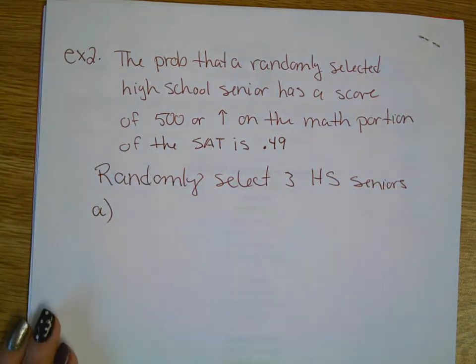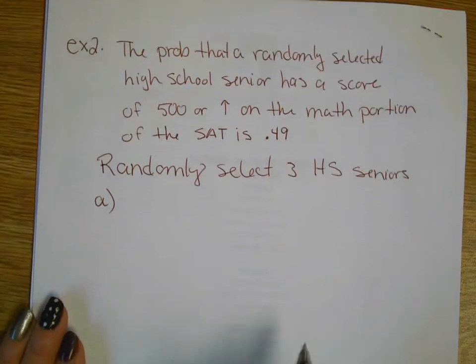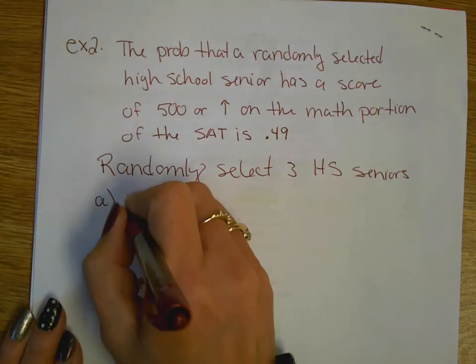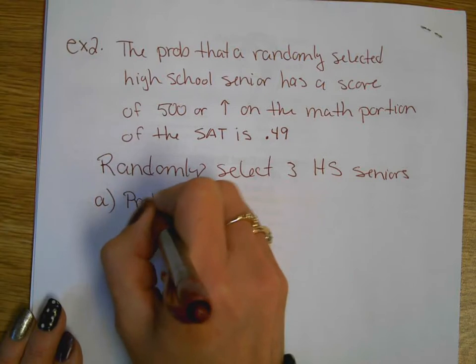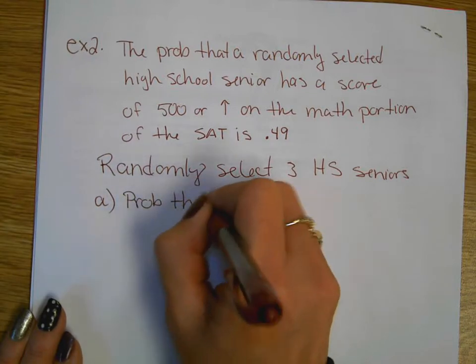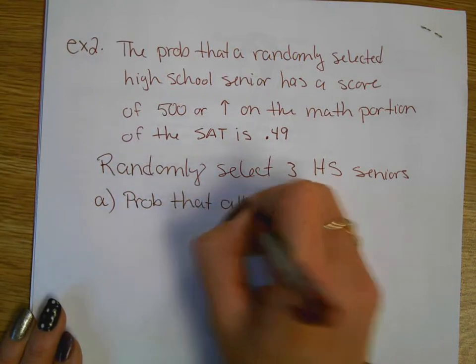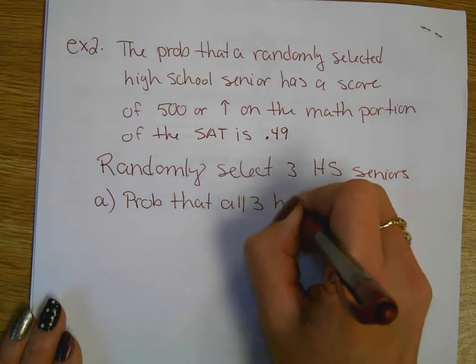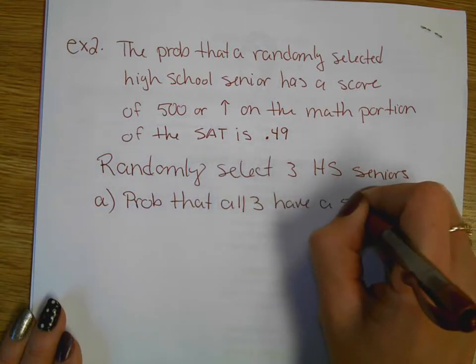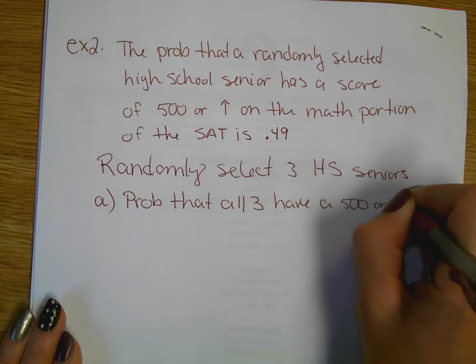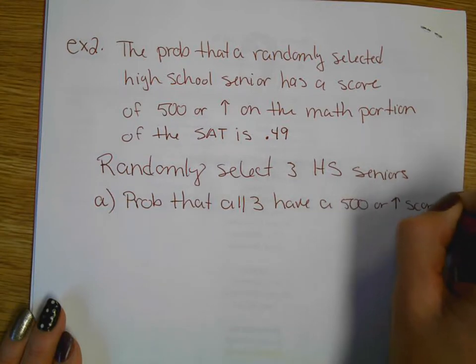And we're going to find some probabilities. First probability question: can you find the probability that all 3 have a 500 or higher score?